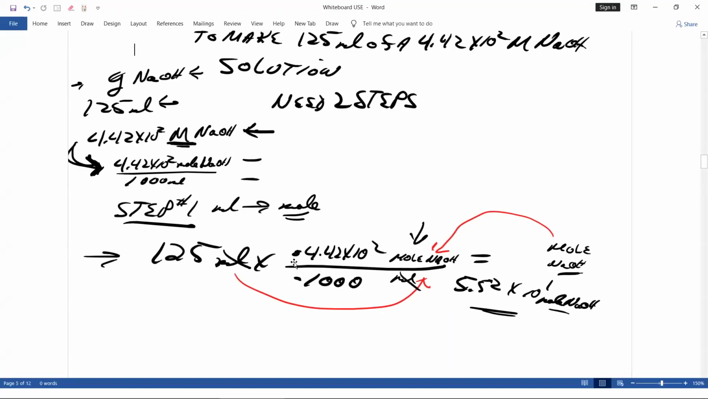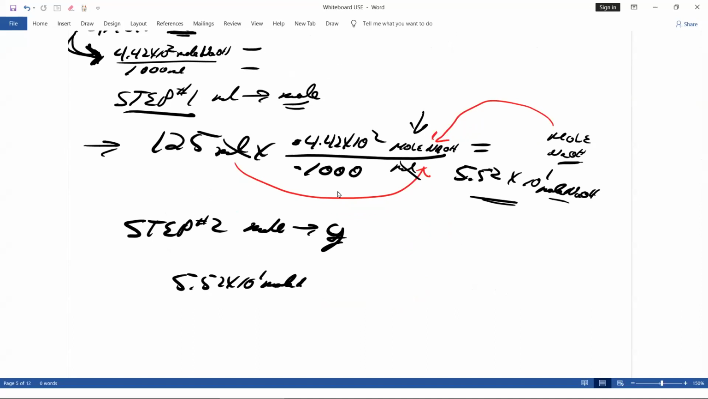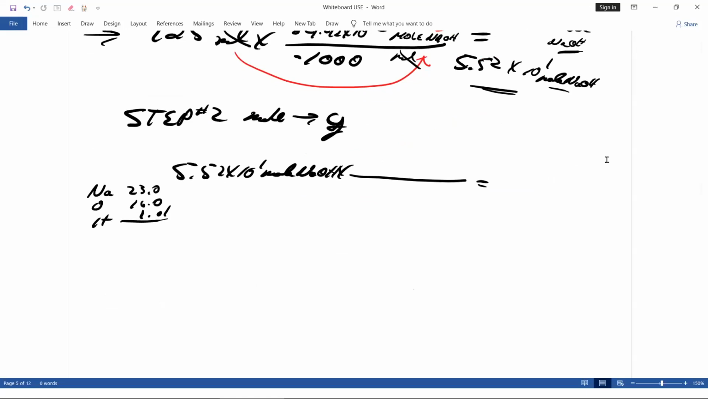All right, thumbs up, people. You see my whiteboard again. Now we have to do step number 2, moles to grams. And I have now 5.52 times 10 to the 1 moles NaOH. And you learned this, I hope, for test number 2: sodium 23.0, oxygen 16.0, hydrogen. Yes, I do know these by heart, because I've done this so many times.